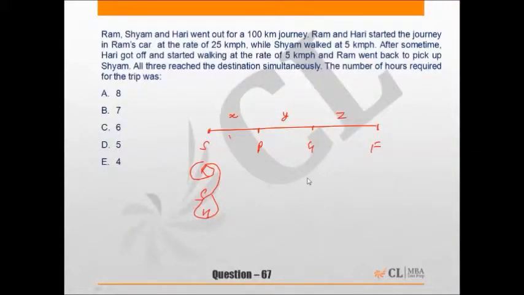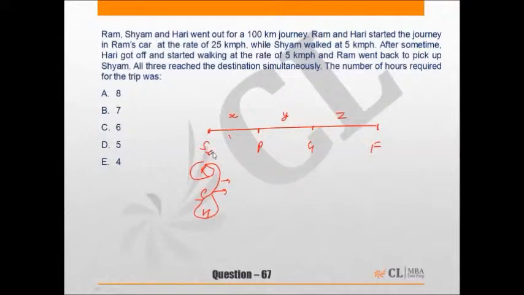Ram, Sam and Hari went out for a 100-kilometer journey. Ram and Hari started the journey in Ram's car at a rate of 25 km per hour. Ram and Sam start their journey in Ram's car at 25 km per hour, while Sam walks at a rate of 5 km per hour.